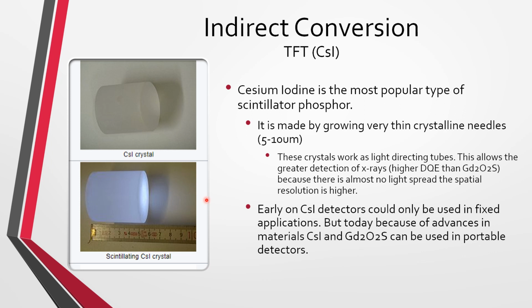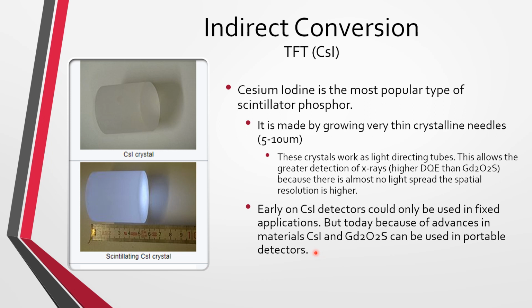Early on, cesium iodine detectors could only be used in fixed applications. So this is why the gallium oxysulfide was used especially more early on, according to texts, because the cesium iodine can only be used in a fixed application. So this would be like a room setup where the image plate does not come out. Okay, it's part of the bucky. And it was usually a C-arm kind of setup, but it would be a room size kind of C-arm, where there's fixed distances and everything. All right, so that's what this means.